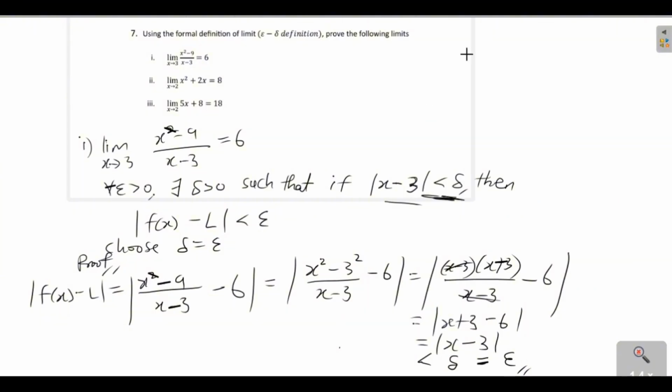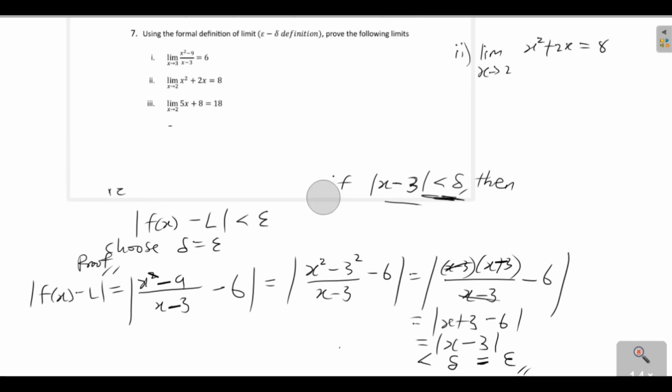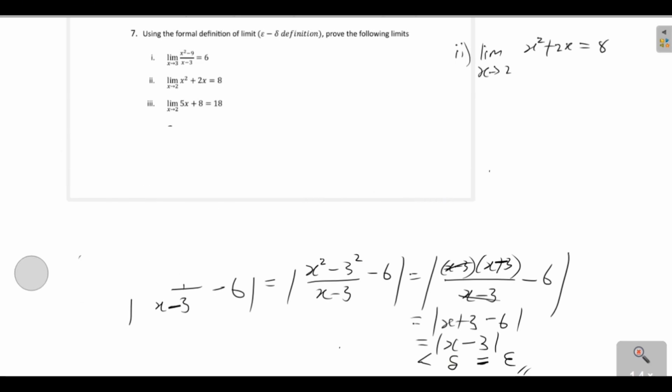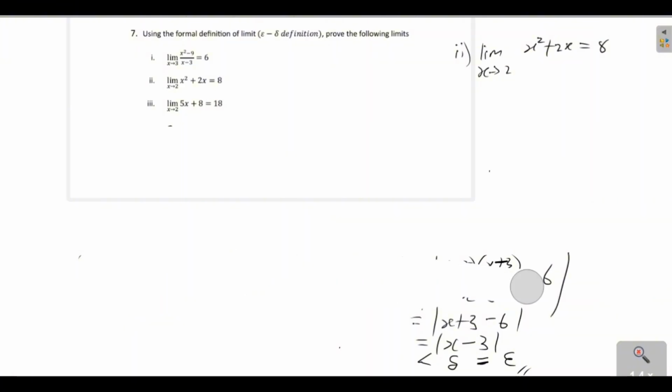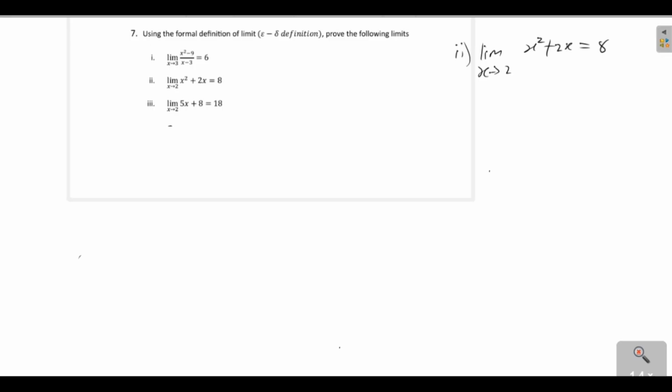In the second one, we are told to prove that the limit as x approaches 2 of x squared plus 2x is equal to 8. So we are going to do the same thing. Okay, let me clear this so that I will have enough space to do the second one. A minute to clear this. All right.